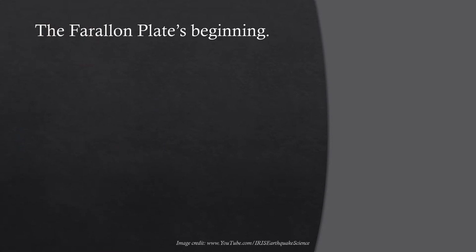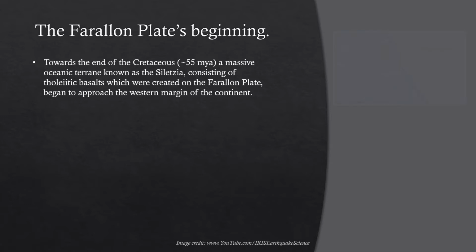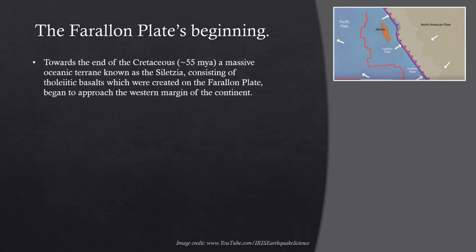In order to gain a better understanding of the currently subducted Farallon plate, we would need to go back in time to approximately 55 million years ago, before continental basin and range extension took place on the western side of the North America we know of today. Towards the end of the Cretaceous, a massive oceanic terrain known as the Siletzia, consisting of tholeiitic basalts which were created on the Farallon plate, began to approach the western margin of the continent.